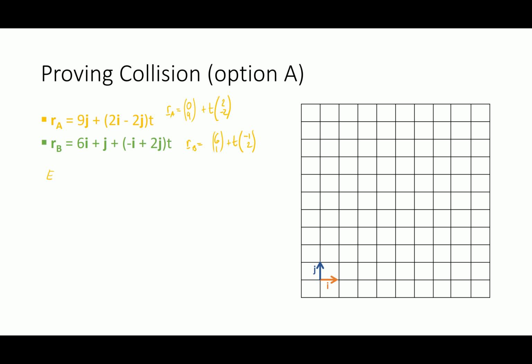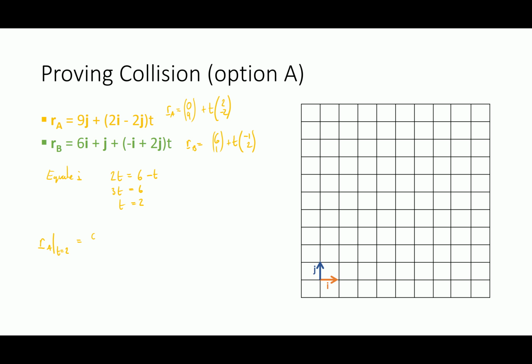So equate i, and if I equate the i components, I find out that 2t would be equal to 6 minus t, or to solve that, 3t would be equal to 6, or t is equal to 2. Now for option A, I then take that value of 2 and I evaluate these at the time t is equal to 2, and that's what I mean by drawing this long vertical line. It means evaluate the position of A at the time 2.